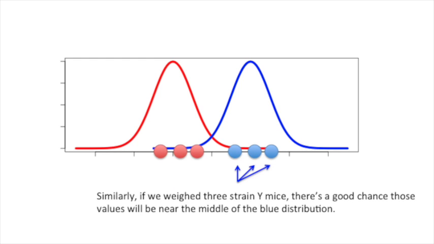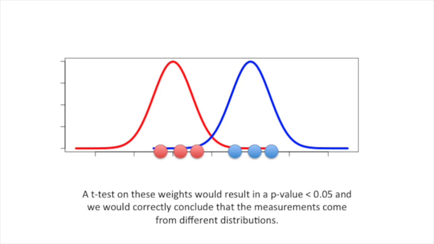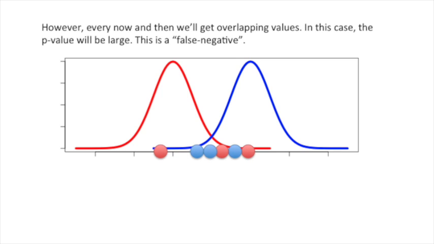Similarly, if we weighed 3 strain Y mice, there's a good chance those values will be near the middle of the blue distribution. A t-test on these weights would result in a p-value less than 0.05, and we would correctly conclude that the measurements came from different distributions. However, every now and then, we'll get overlapping values. In this case, the p-value will be large. This is a false negative.